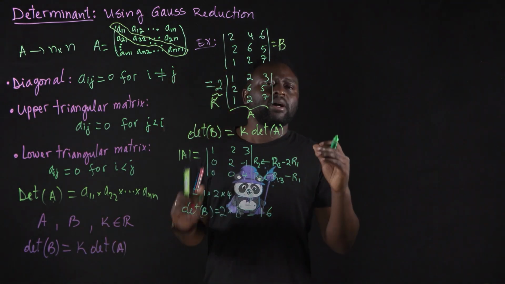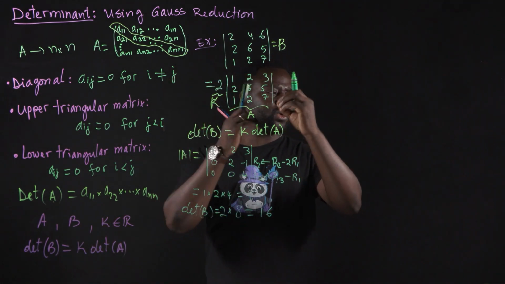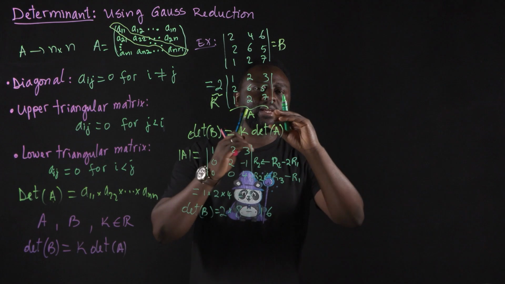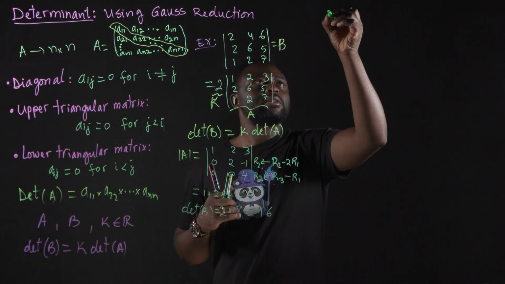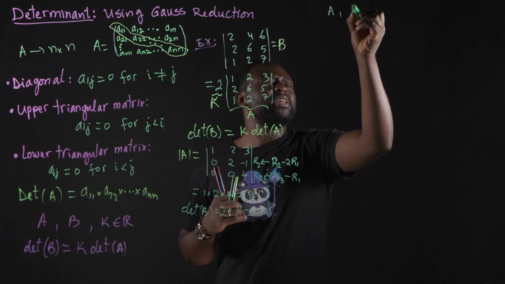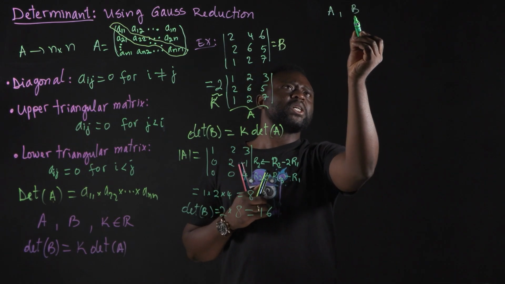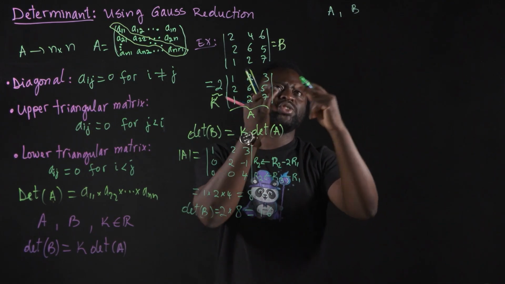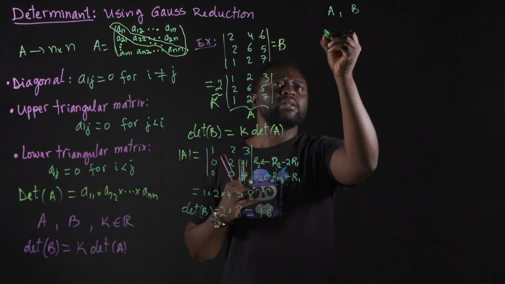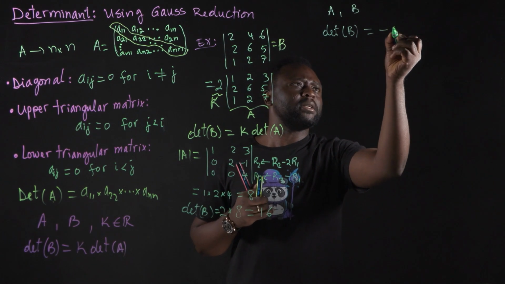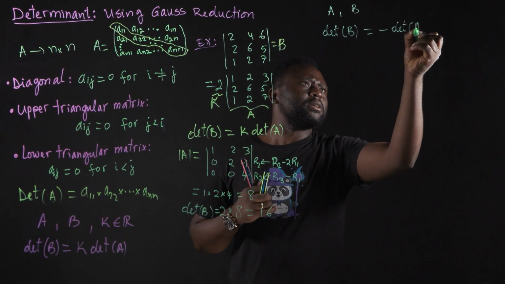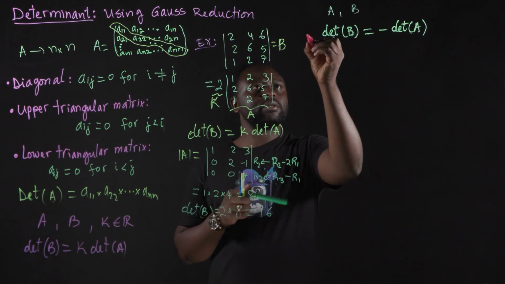All right. Another property: if I exchange 2 rows of the matrix, then the determinant will be multiplied by minus 1. Okay, so if I still have matrices A and B, such that the matrix B is obtained from the matrix A by exchanging 2 rows, then the determinant of B is minus the determinant of A. So this is the first point.